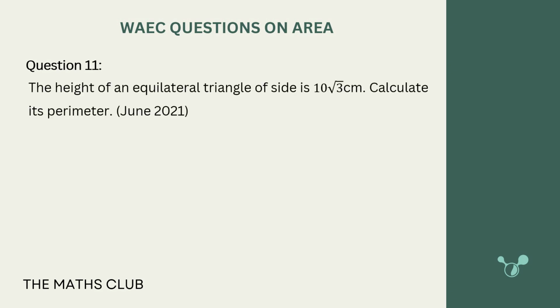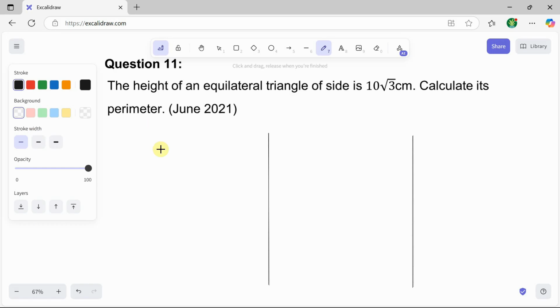Question 11 says that the height of an equilateral triangle is 10√3 centimeters. Calculate its perimeter. This is from June 2021. I believe that you've paused the video and you've tried that out. So we have this. One thing we know about equilateral triangles is that all sides are equal. So this is x, x, x. The height is 10√3, and the height will divide the base, so this will be x over 2 and this will be x over 2.